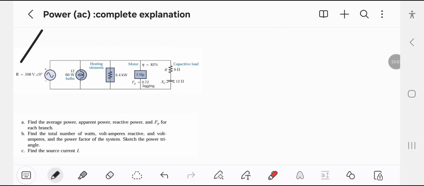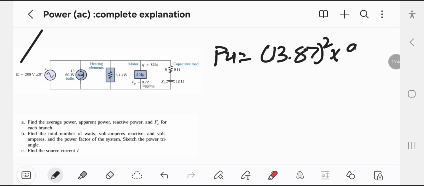Now when the current is found, we can easily find the average power. For average power, we put the value of current and multiply that with the resistance, which is 9 ohm. So the average power, or the real power, in this case is 1731.39 watt.